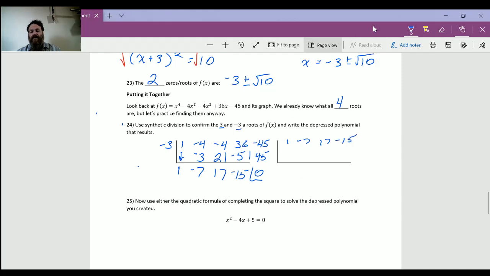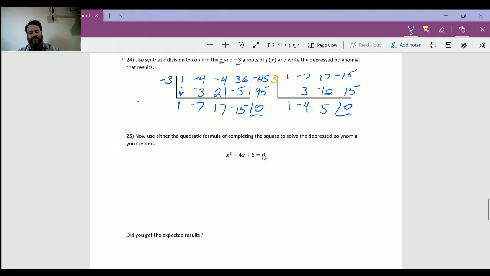And we're going to use 3 this time. All right, bring down the 1 as usual. Multiply, add, multiply, add, multiply, add. All right, so now you've got this statement here, 1, negative 4, 5. Regardless of whether you started with the positive 3 or the negative 3, once you've done both of them, you end up with 1, -4, and 5, which is this quadratic right here. This is your constant.